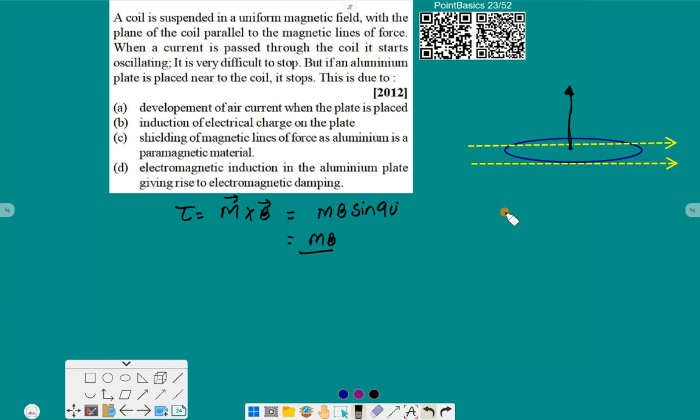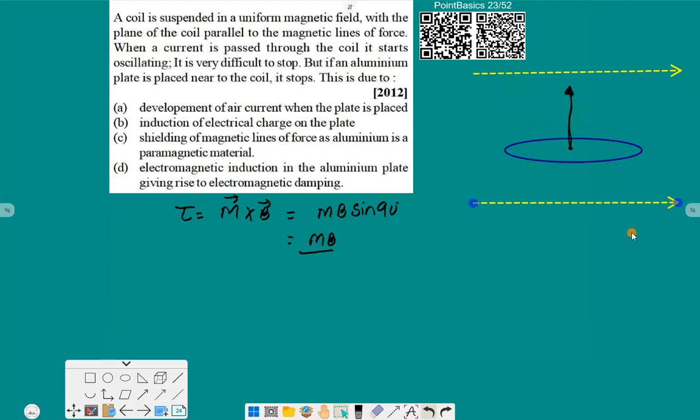So let me now make some changes. I'm just moving the field so that I can rotate it. So now there will be a torque acting on this coil, and the torque will try to rotate it to the stable condition. What is the stable condition? In the stable condition, theta is 0 degrees and torque is 0. So our torque will be acting such that the direction of m becomes the same as the direction of B.